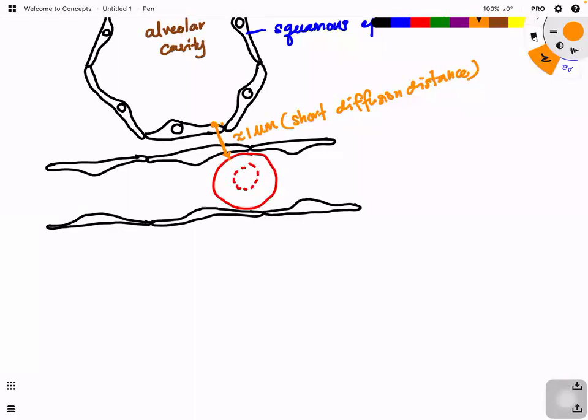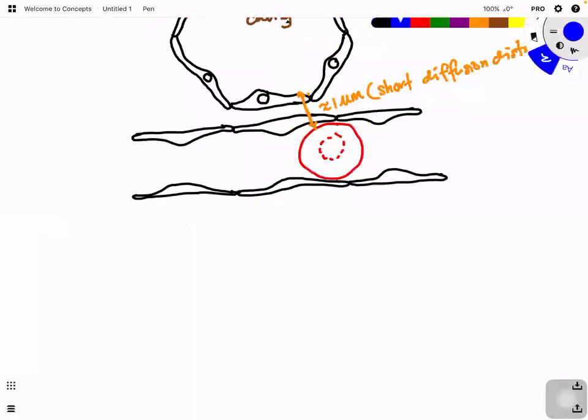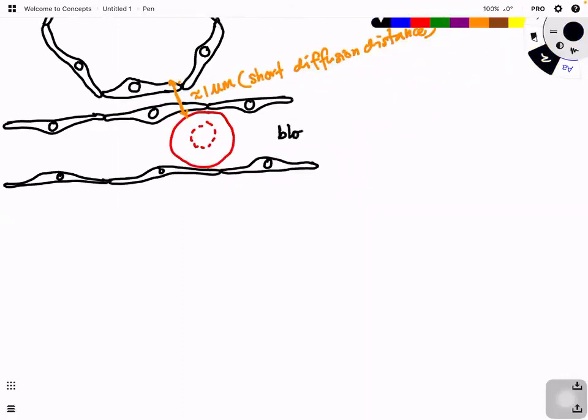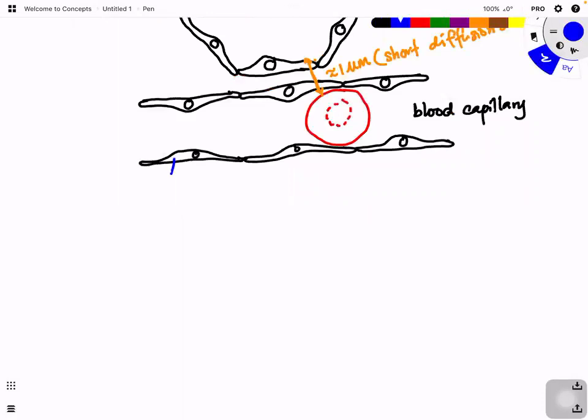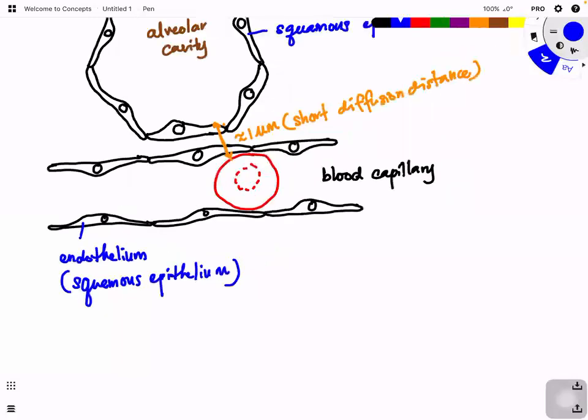So what is the name of the cells? So this one, sorry, I forgot to draw the nucleus. This is the blood capillary. So the cells that line the blood capillary, we call endothelium. It's still a squamous epithelium, but we give it a special name called endothelium. So they are very, very thin, providing a short diffusion distance.